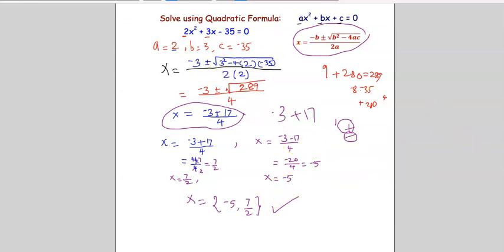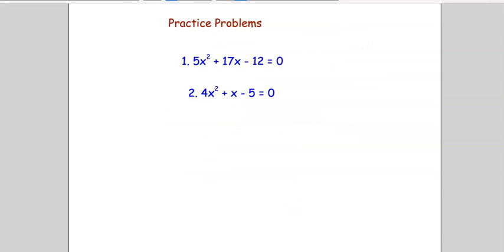So in the next page, I have two questions for you. Solve this: 5x square plus 17x minus 12 is equal to 0 and 4x square plus x minus 5 is equal to 0. So take time and try to solve these two problems. Okay. Thank you.